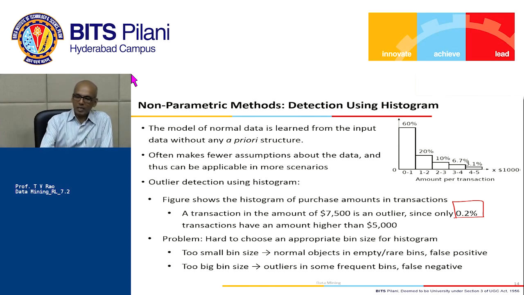Here we have a challenge of determining what bin size we should use. If we have too small a bin size, we may end up with false positives. If we have too big a bin size, it is possible that there will be false negatives, so some of the outliers will fit into the bins.